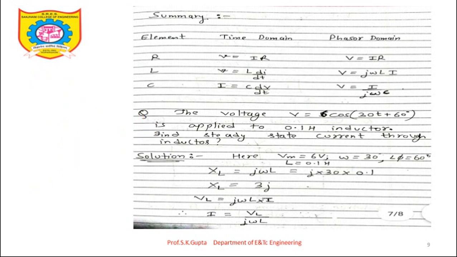So use the relation. But first of all, we should calculate the values. V equal to Vm cos(30t plus 60 degree), that means amplitude is 6 volt. Compare with omega t, so omega here is 30 and phase shift is 60 degree. The inductor value given in the question is 0.1 Henry. Then XL is nothing but j omega L, so j into 30 into 0.1, it comes out as 3j. 30 into 0.1 is 3. So inductive impedance is 3j, and the unit of inductive impedance XL is ohm.